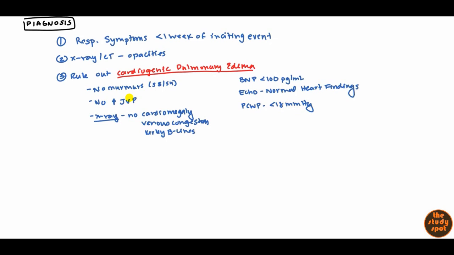So these are just some ways to differentiate. Of course, it's not always 100% clear, so you might need to do other studies, but these are just some that you can do initially.